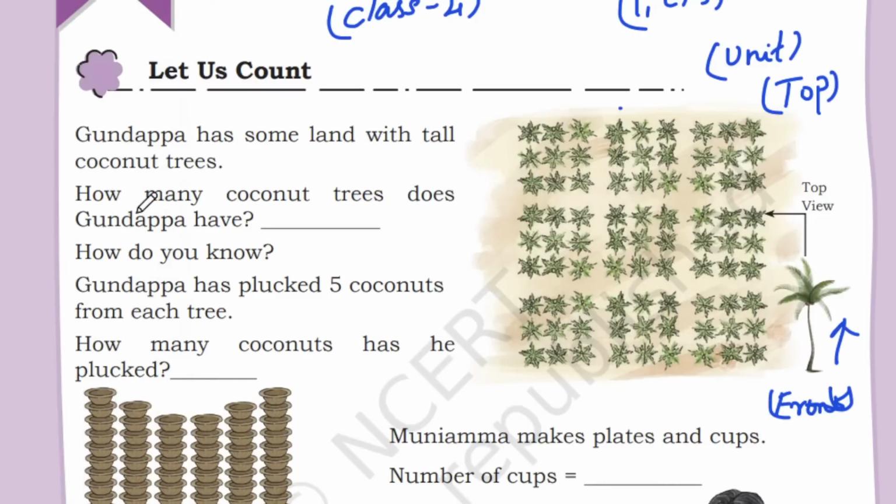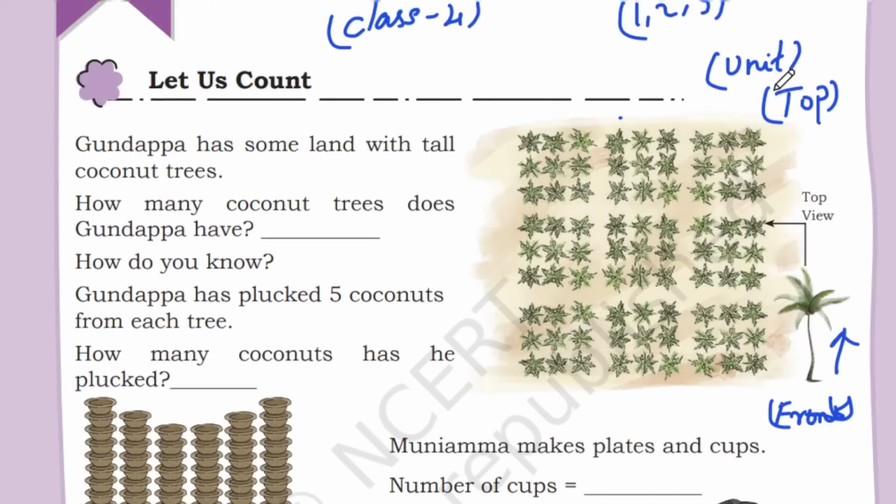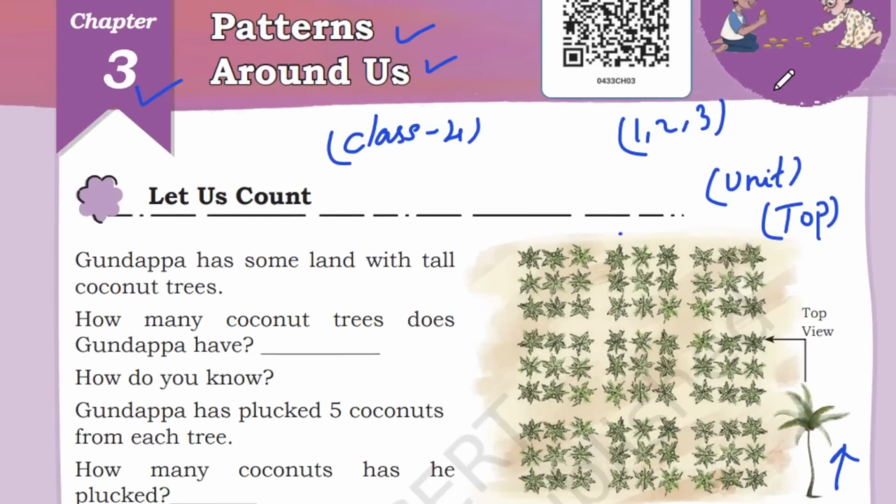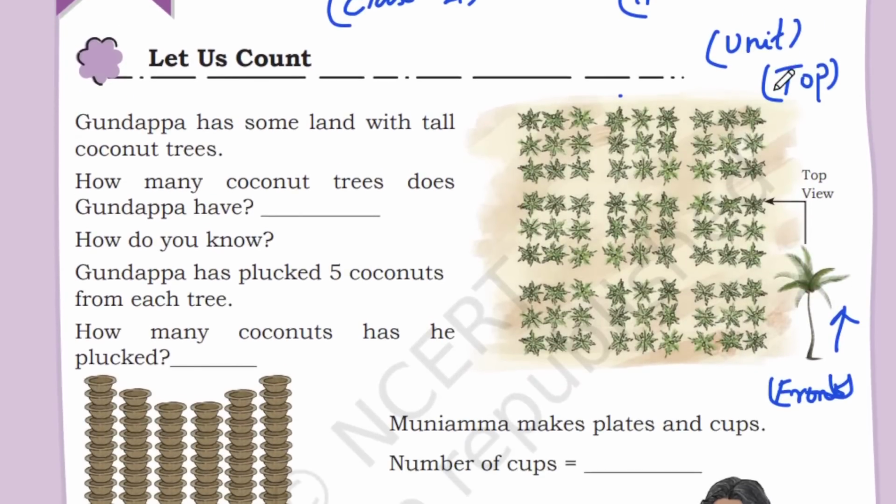How many coconut trees does Gunapa have? We have a very big land, so it will be difficult to count each and every coconut tree. So what are we going to do? We are going to divide them into groups. We are going to make a pattern now. So this coconut tree is the first group.